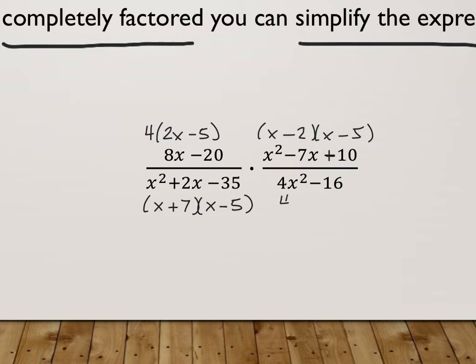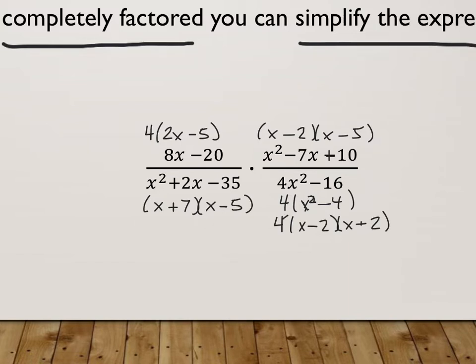This one I can take out a 4, I'm left with x squared minus 4, which we should recognize that one. Violet, do you remember what that is? Yes, you are correct. That is difference of squares. And so it would be x and x minus 2 and plus 2. Well done. So now we can cross-cancel.